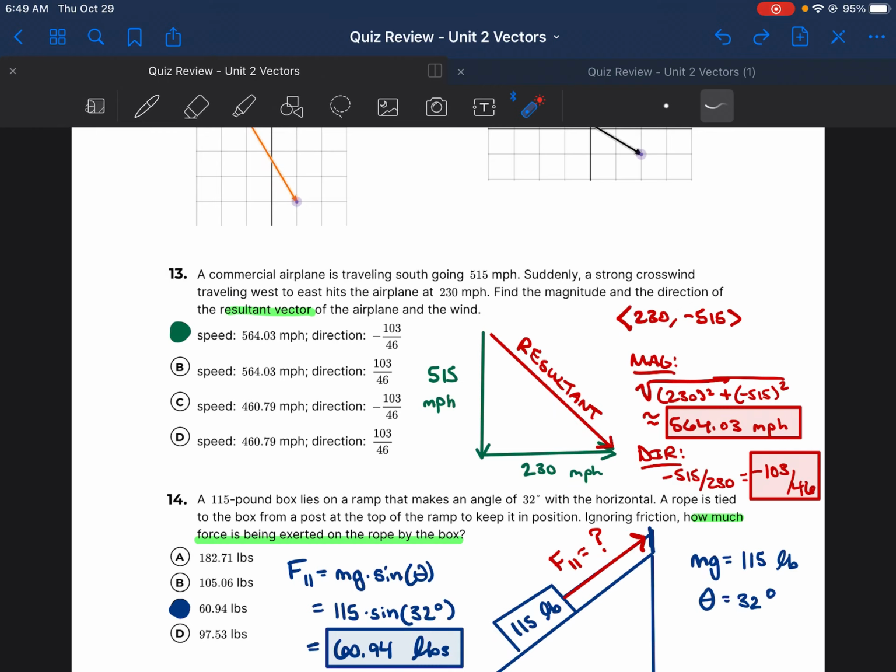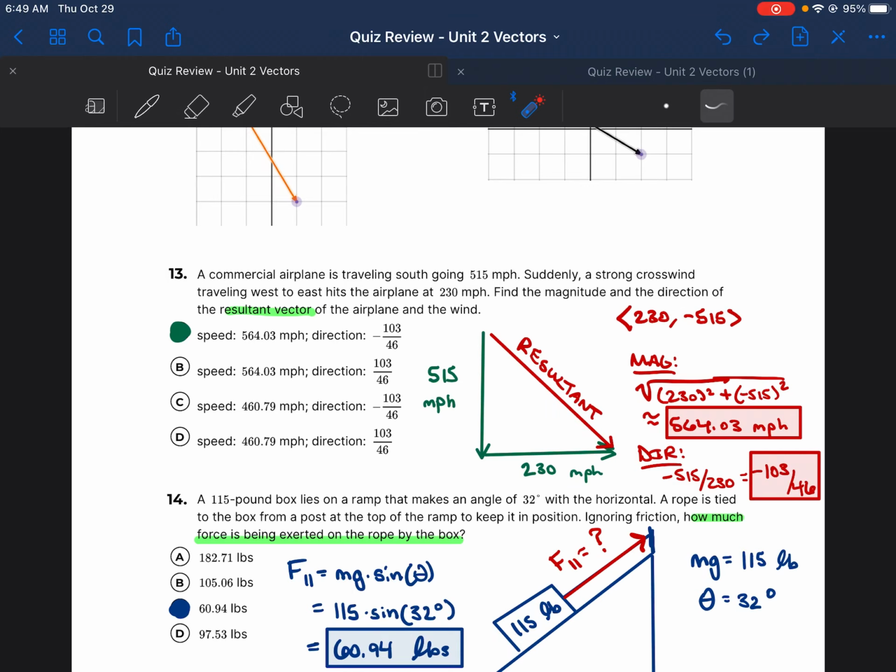Well, the resultant vector is from the beginning of the first vector to the end of the second vector. So there's our resultant. In component form, the horizontal component is a positive 230 because moving in the east direction is a positive direction. For the vertical component, it is a negative 515. Be sure that you take note of that negative because the airplane is moving south, which is a negative direction.